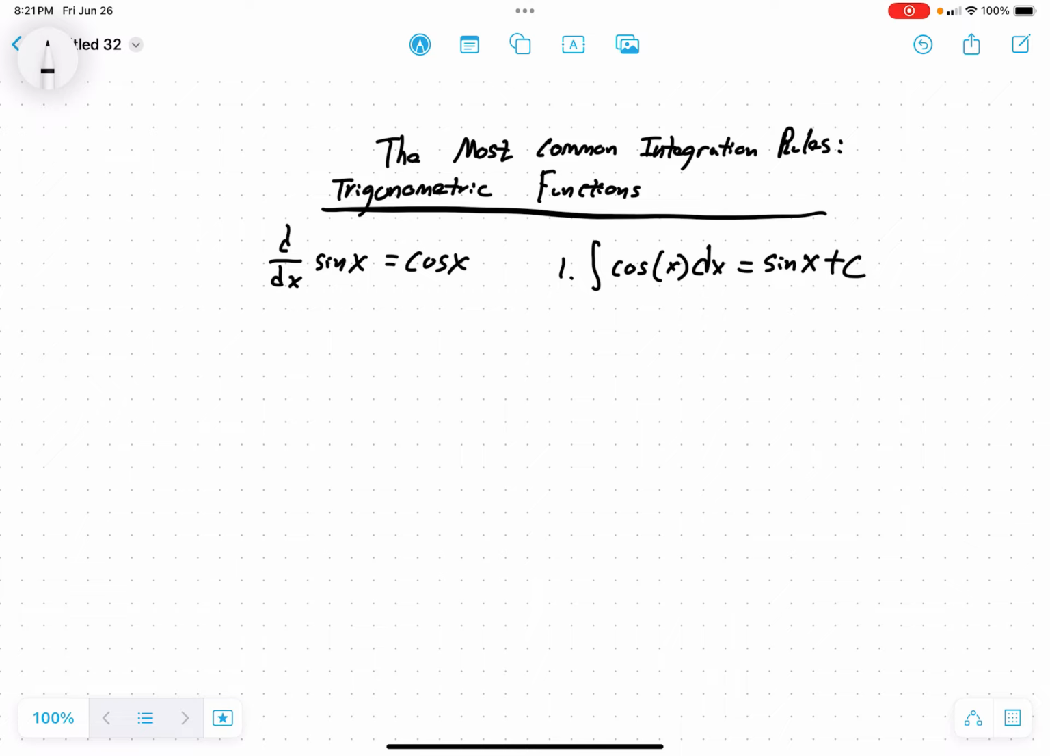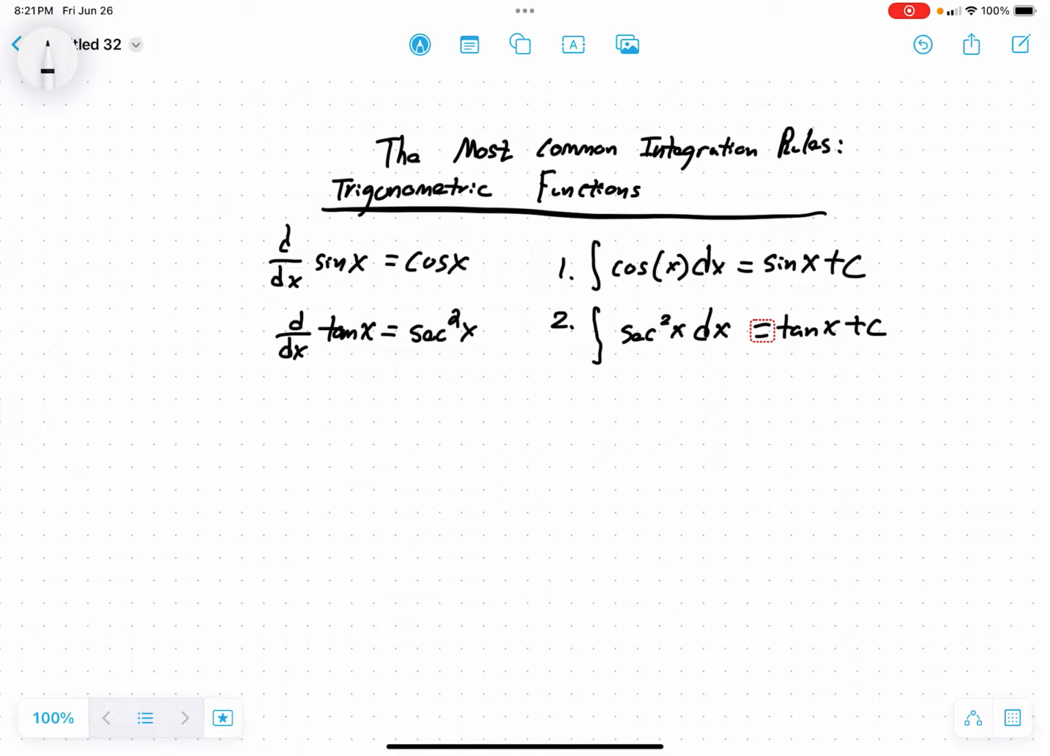Now, our second one, d/dx of tan x equals secant squared x. So therefore, I can write the following statement. The integral of secant squared x dx must equal tan x plus c. So here is my second integral that we need to know.